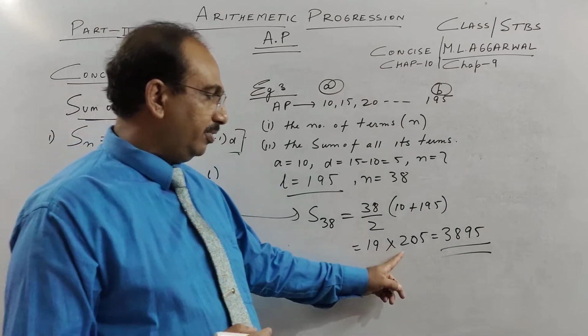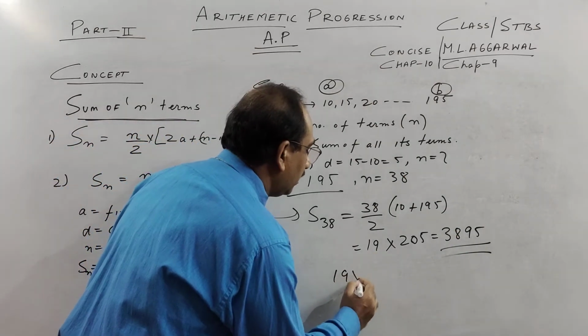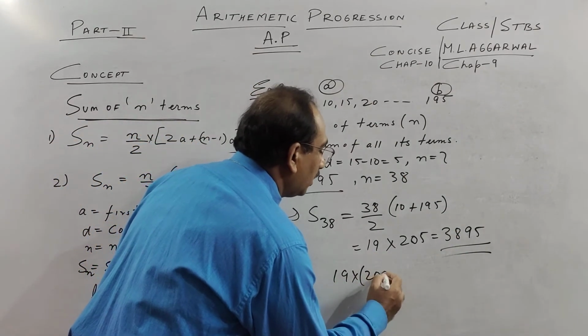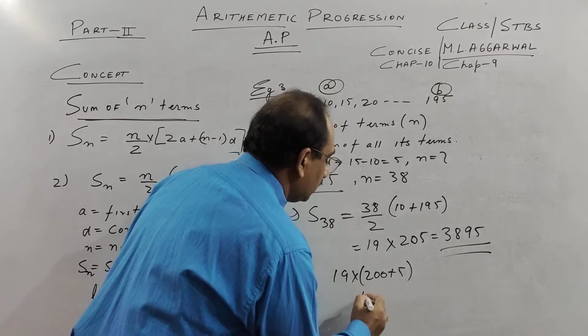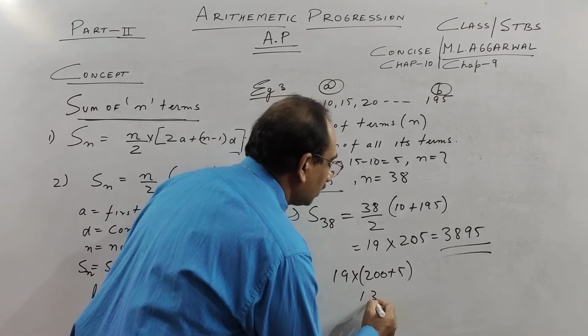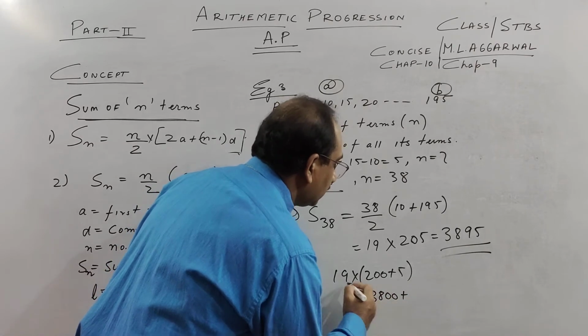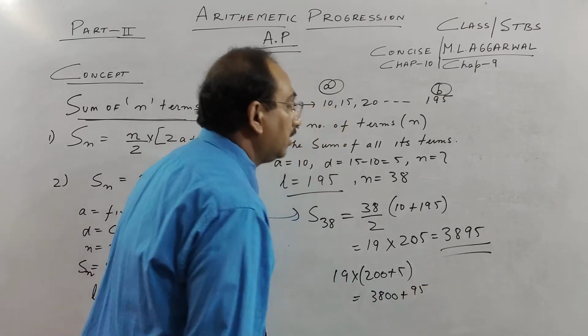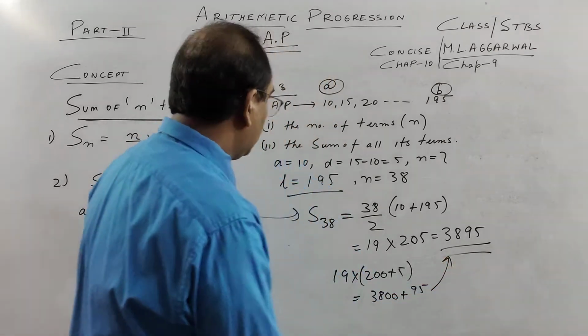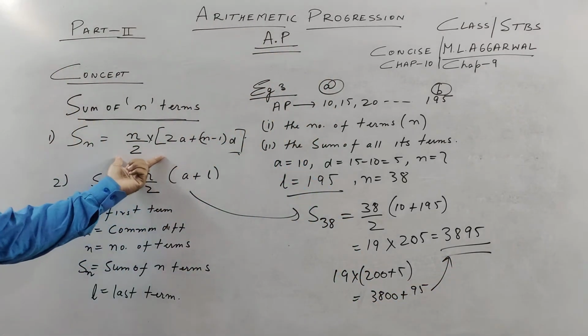Okay, how you will do it with mental math? This is what I told you, 19 into 200 plus 5. So this will give you 19 2s are 3800. Okay, and plus 19 5s are 95. So we get 3895. And you can use this formula also, children.